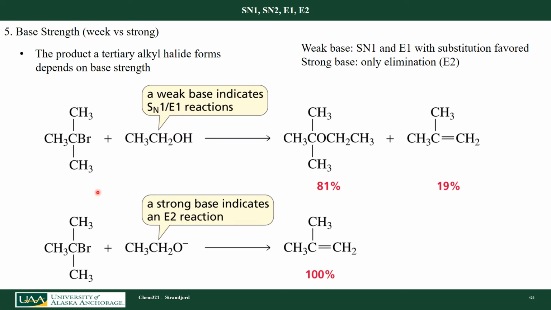If I have a tertiary alkyl halide and I have a weak base, they tend to favor either SN1 or E1 reactions, again solvolysis. So I tend to form both my SN1 product or my E1 product. If I have a strong base, I can't undergo an SN2 reaction here because that's tertiary, but the strong base tends to favor the elimination reaction. So I get nearly 100% elimination and nearly 0% of my substitution product.